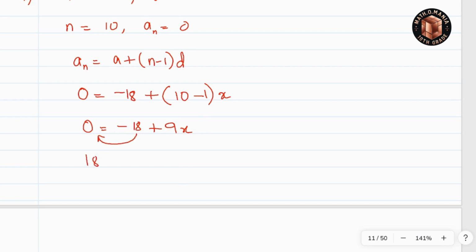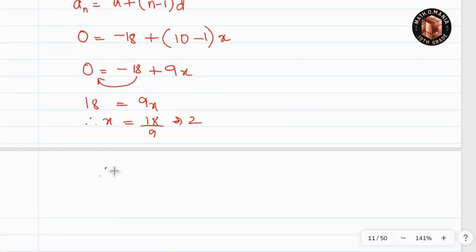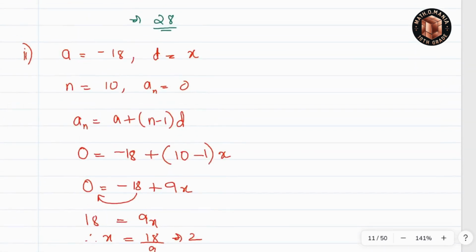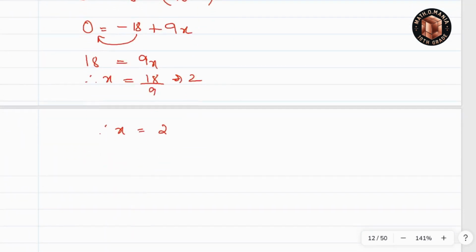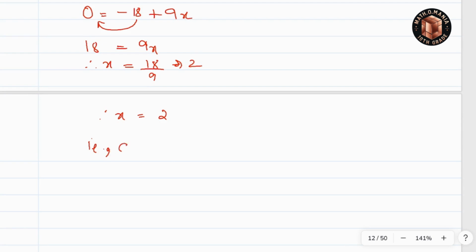Here what I will do is take the 18 to the opposite side. That is 18 equals 9x. Therefore, x equals 18 divided by 9, which is 2. Therefore, we got x equals 2. That means x is the value for the common difference D. Therefore, D equals 2. Clear?